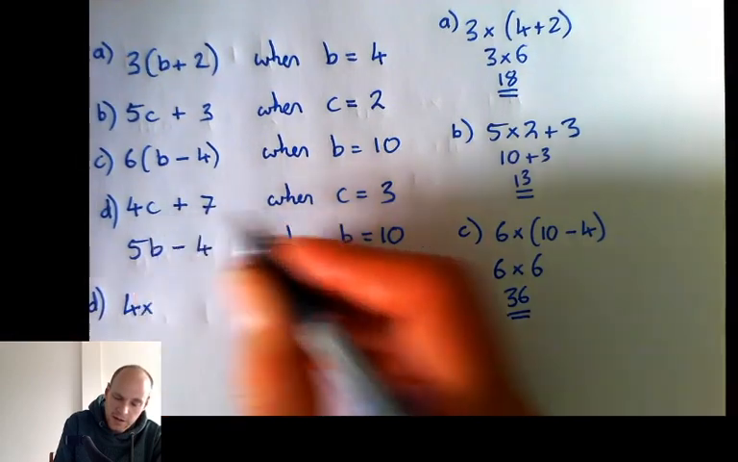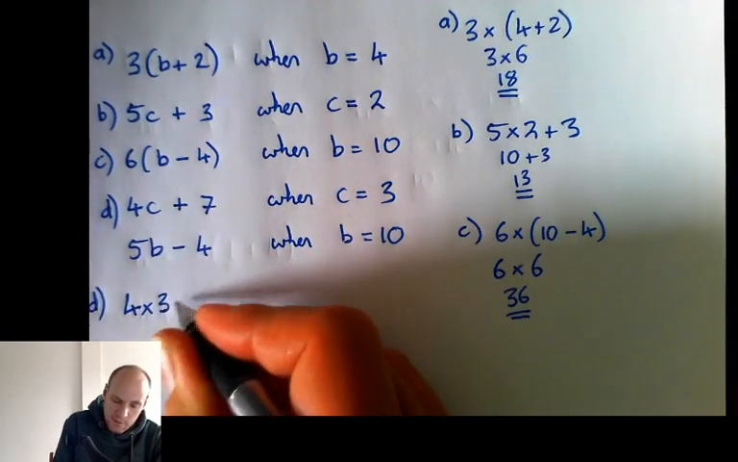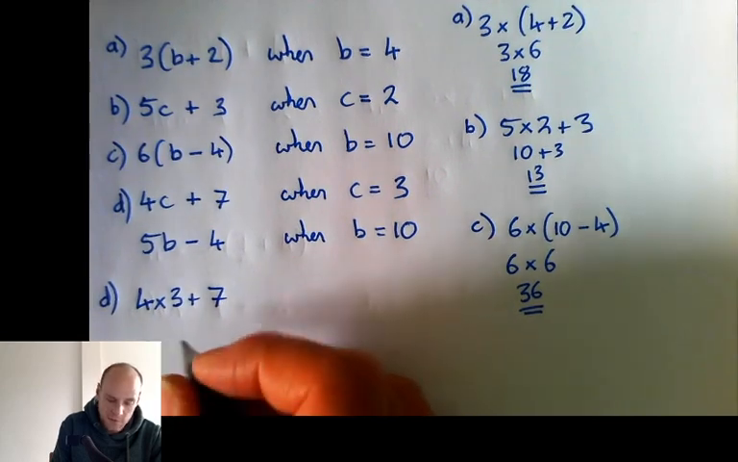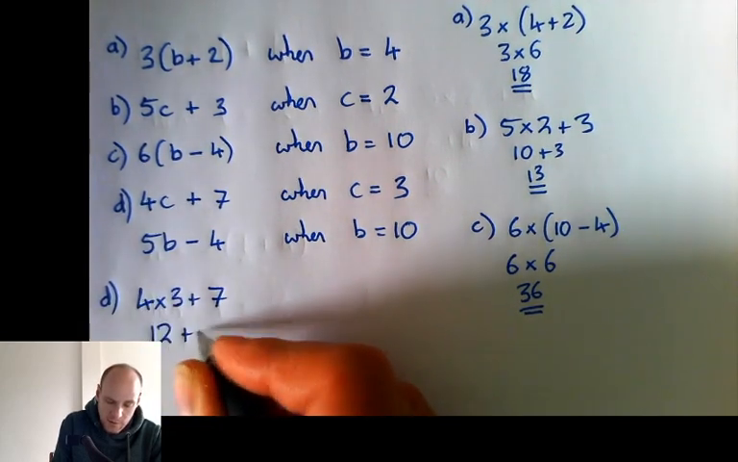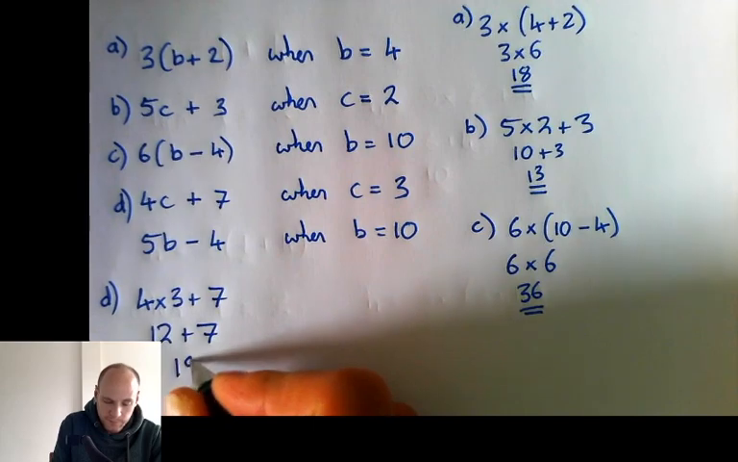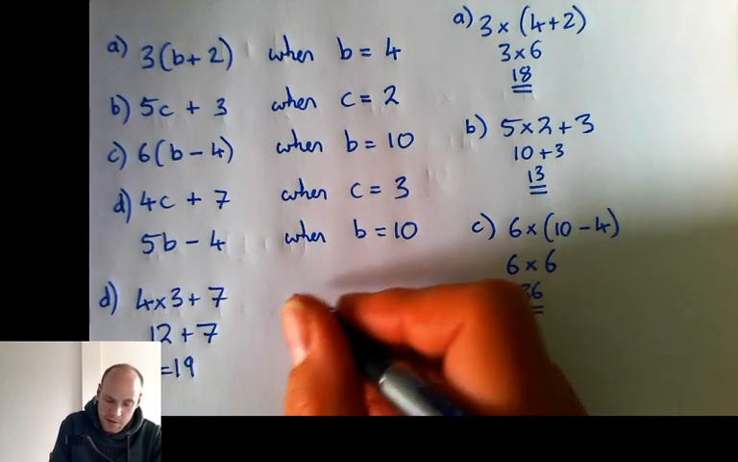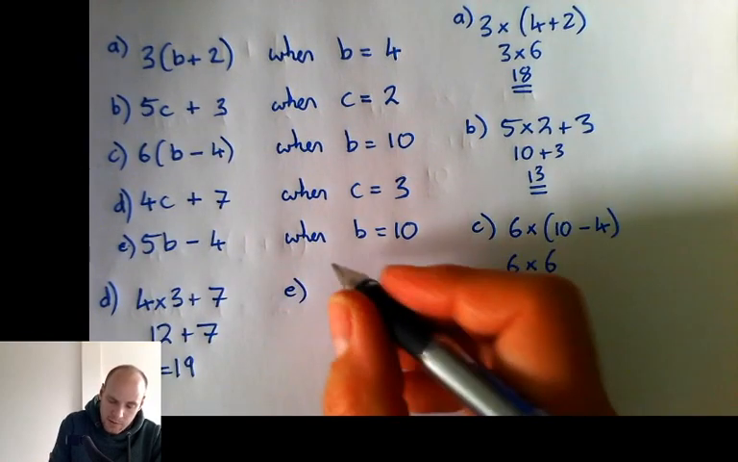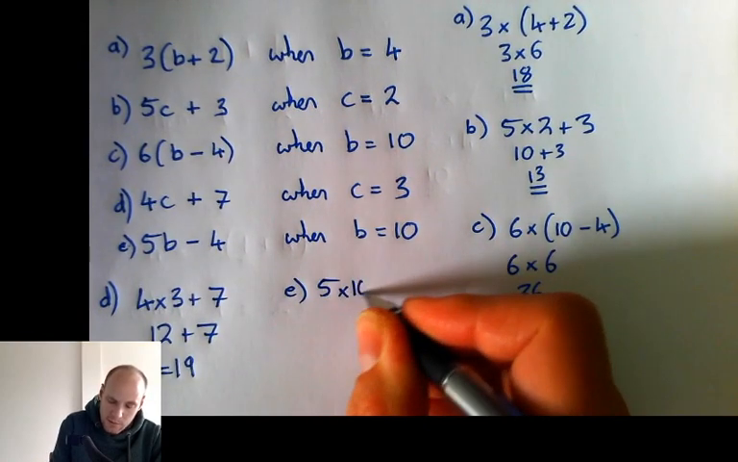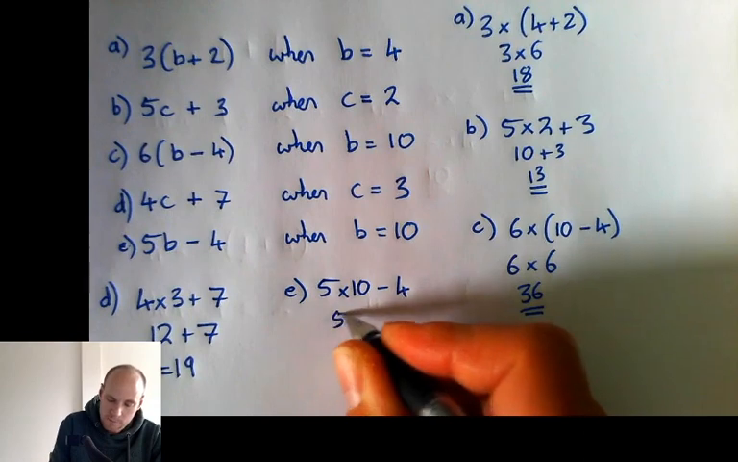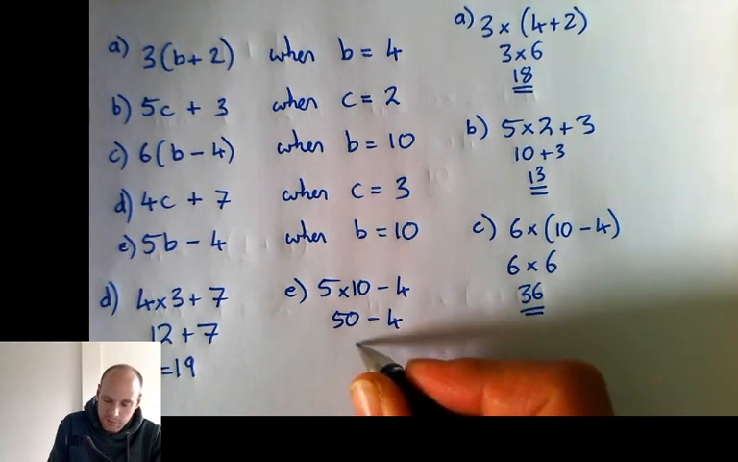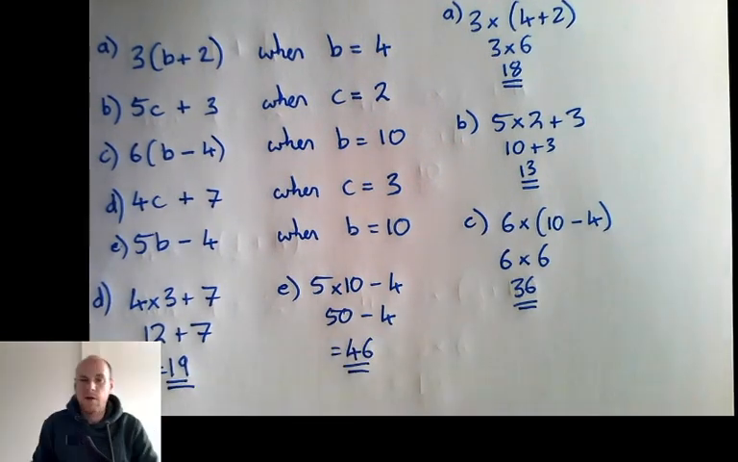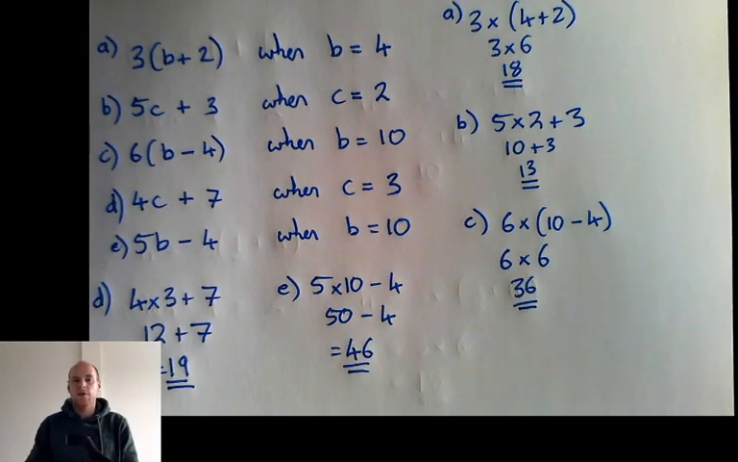Okay, so C is supposed to be 3, and I need to do this bit first. There's no brackets in this question, so BidMath tells me to do that part before anything else. So I'm getting 19. And the last question, E. So the trick is always do the bit that you need to do first using BidMath.